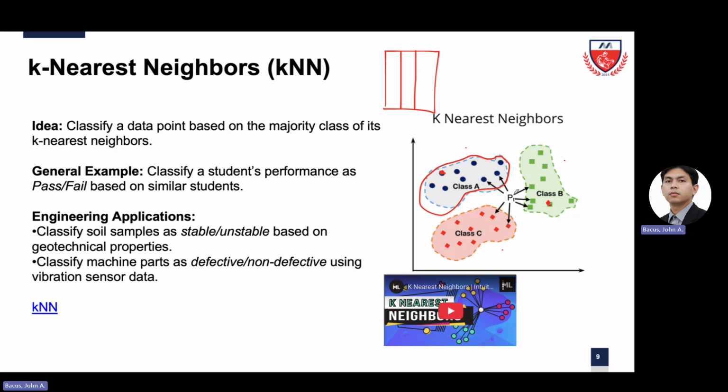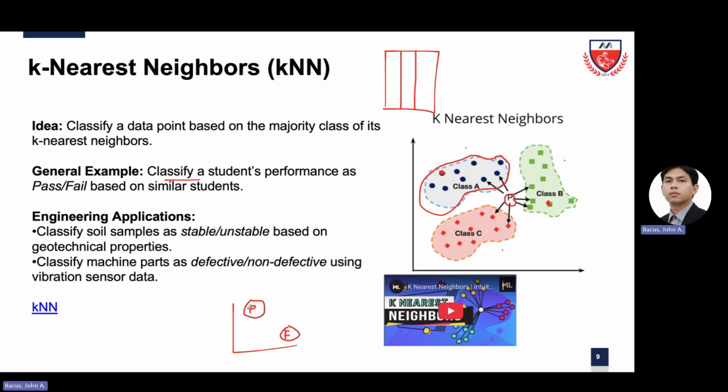So there's a P here, which is the baseline. One example is to classify a student's performance as pass or fail based on similar students. So in a plane, when we have pass or fail, of course, the passing students are labeled here, and the failing students are labeled here. Of course, the predictors there are the scores in summative assessment and attendance. These are good predictors of whether the students pass or fail.